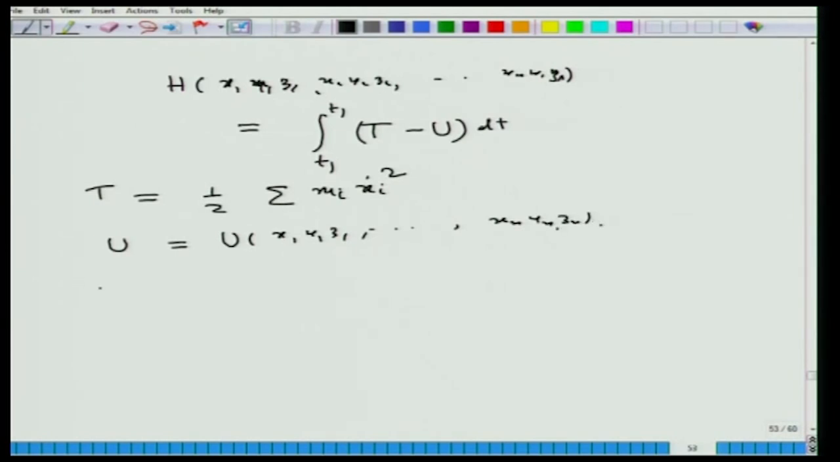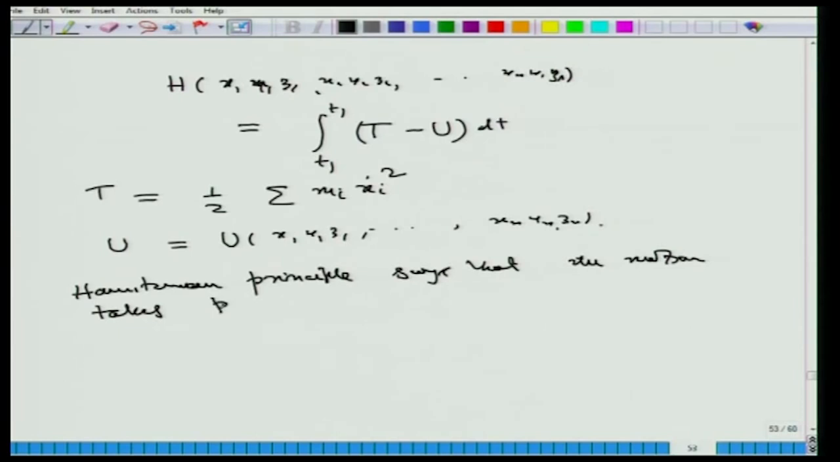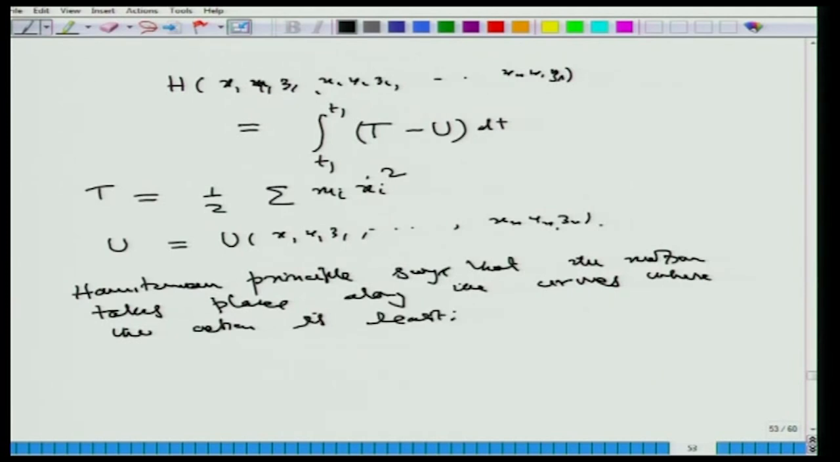So, Hamilton's principle says that the motion takes place along the curves where the action is least. This is called the principle of least action. We will establish this using the techniques of the calculus of variations. So, we need to find the minimum of H.